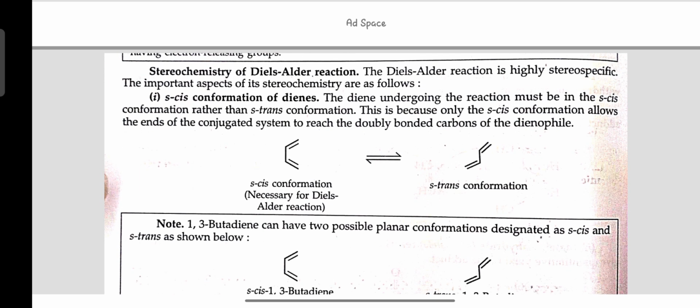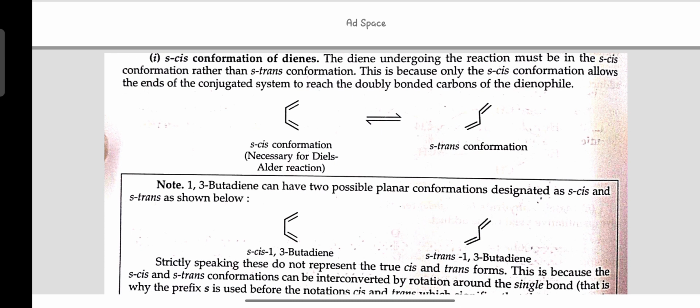Stereochemistry of Diels-Alder reaction. The Diels-Alder reaction is highly stereospecific. The important aspects of its stereochemistry are as follows. First, s-cis conformation of diene. The diene undergoing the reaction must be in the s-cis conformation rather than s-trans conformation. This is because only the s-cis conformation allows the ends of the conjugated system to reach the doubly bonded carbons of the dienophile. S-cis conformation is necessary for Diels-Alder reaction.